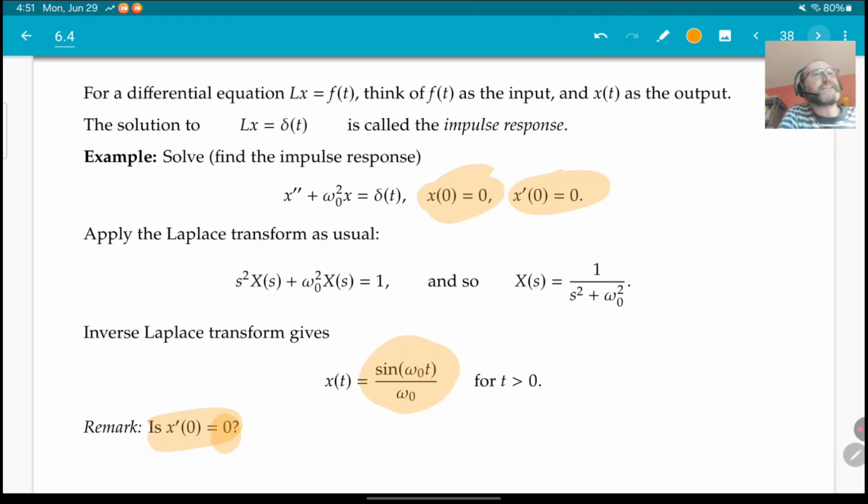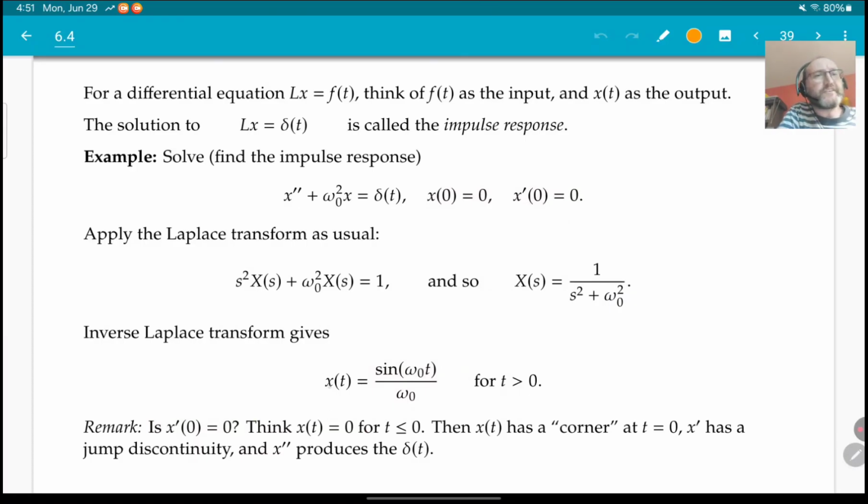But that's really because we're thinking of it wrong. This function is really 0 all the way up to t equals 0. It's not really sine of t. It's 0, and then sine of t for t positive. So really there is a corner. x prime is 0 for all negative t, and then it has a corner. The corner gives us a jump discontinuity. So x prime is going to be 0, and then, supposing omega is 1, it's going to be 1.